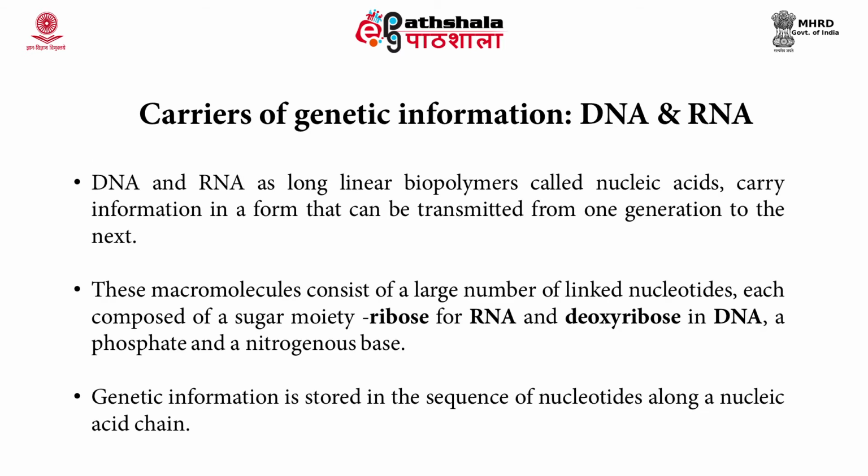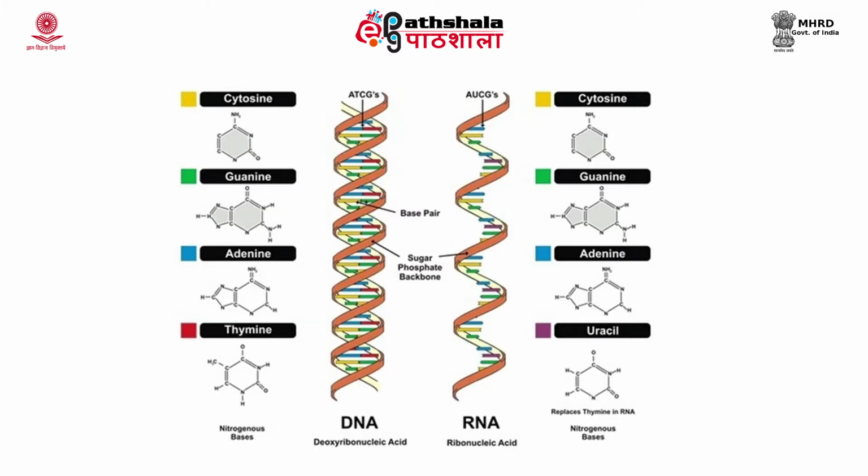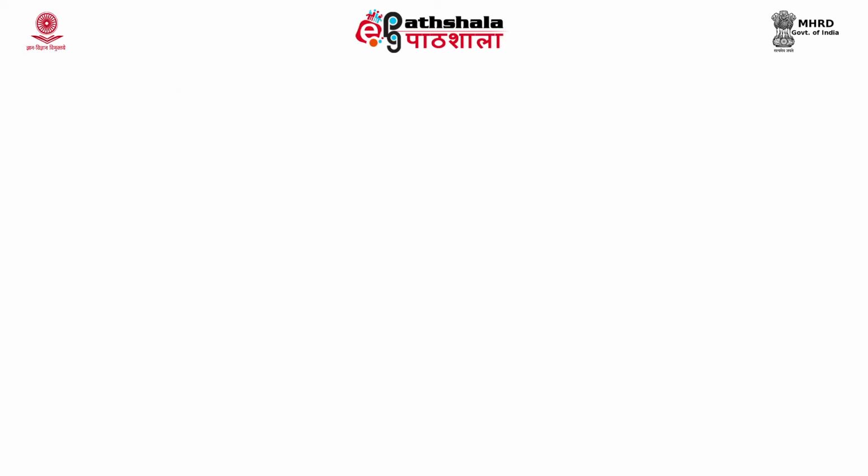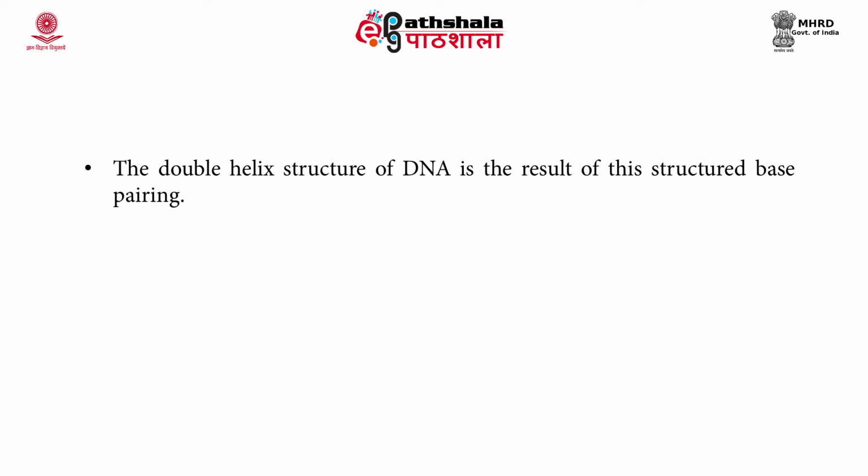Carriers of genetic information are both DNA and RNA. DNA and RNA are long biopolymers called nucleic acids, carrying information in the form that can be transmitted from one generation to next. As has been discussed in the introduction, DNA and RNA is the genetic material of all living organisms. The double helical structure of DNA is a resultant of structured base pairing.